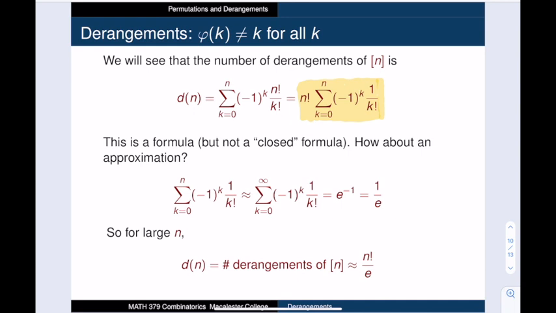Now it turns out that the power series for e to the x converges very, very quickly, so this summation is approximately 1 over e, and so that means that the number of derangements of the set of n things is approximately n factorial divided by e. Or in other words, a little more than a third of all permutations are derangements. They have no fixed points whatsoever.